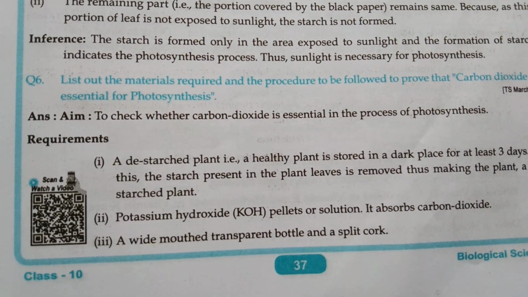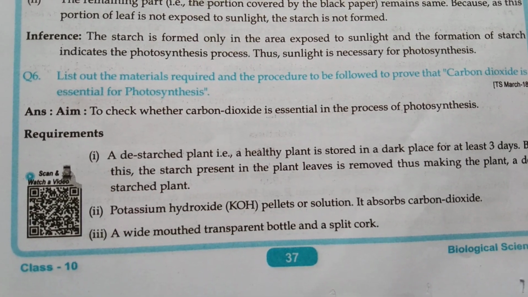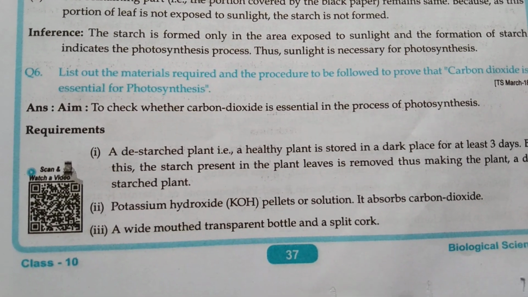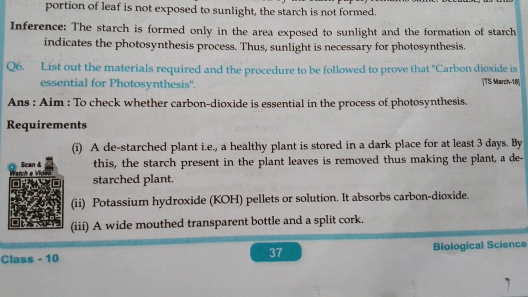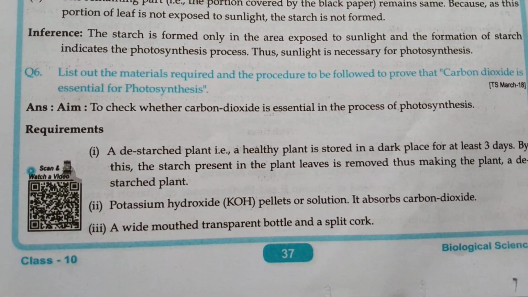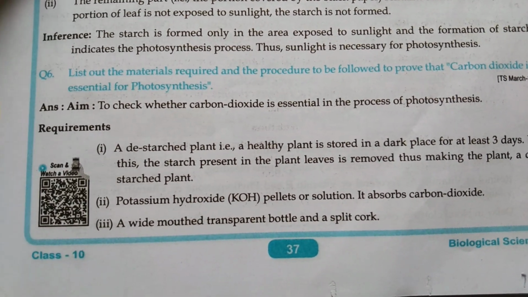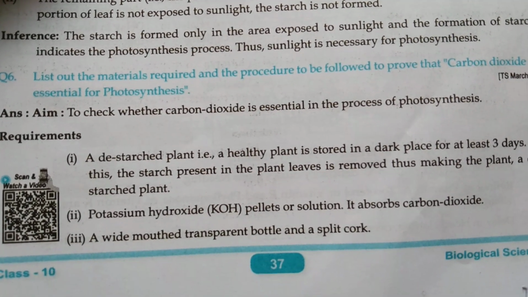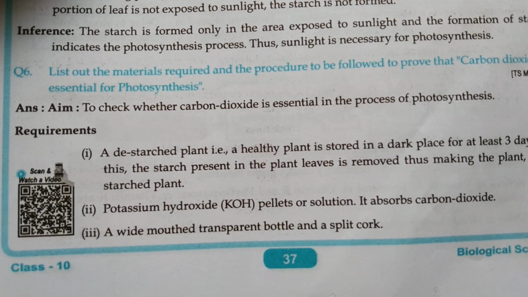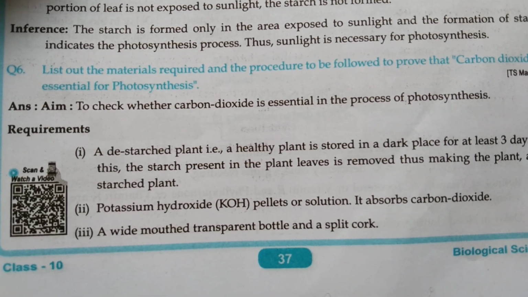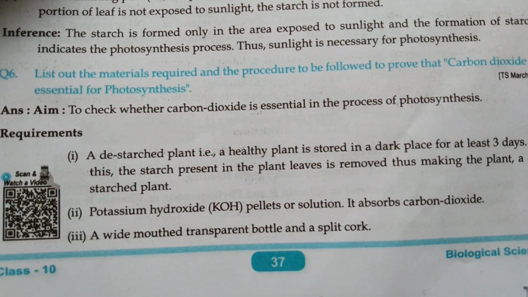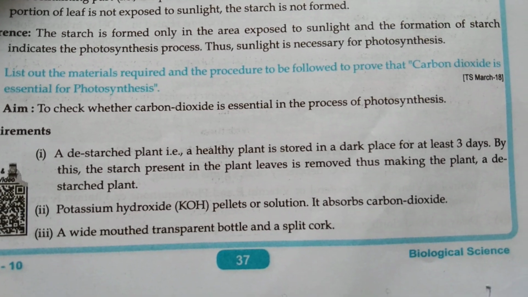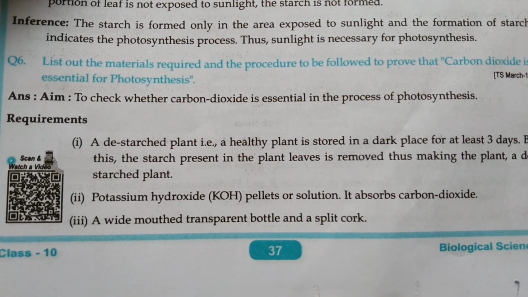Coming to one more important question: list out the materials required and the procedure to be followed to prove that carbon dioxide is essential for photosynthesis. So what is the aim? To check whether carbon dioxide is essential in the process of photosynthesis. Requirements: a destarched plant, that is, a healthy plant stored in a dark place for at least 3 days.